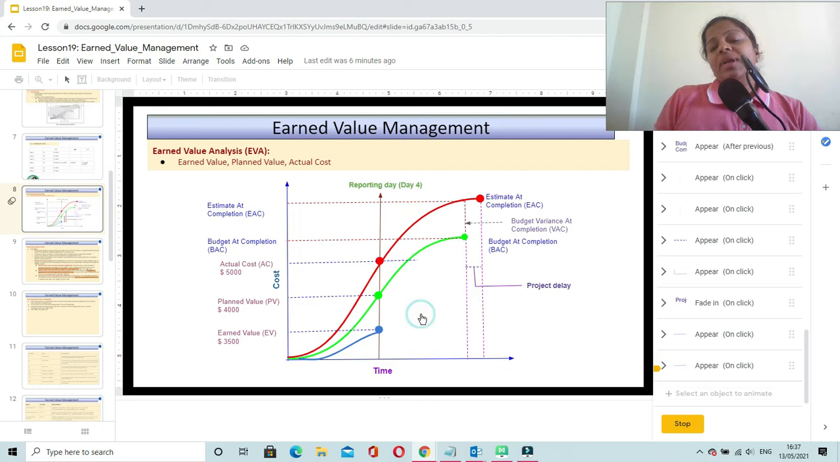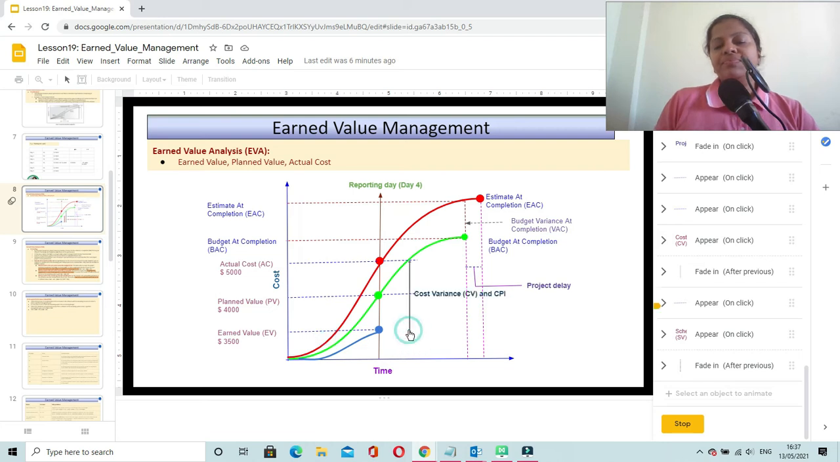So to calculate the cost variance, we have to take into consideration the earned value and actual cost. It is EV minus AC. The formula for cost variance is earned value minus actual cost. And in our example, earned value is 3,500 and actual cost is 5,000. That means there is a difference of 1,500 and it is negative.